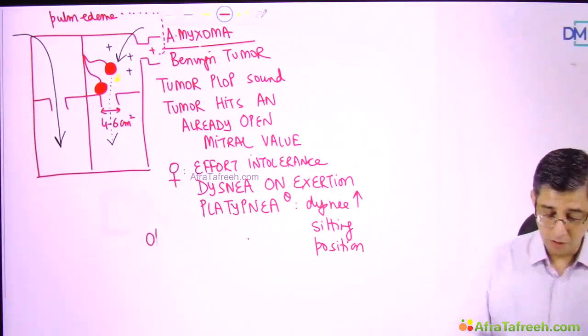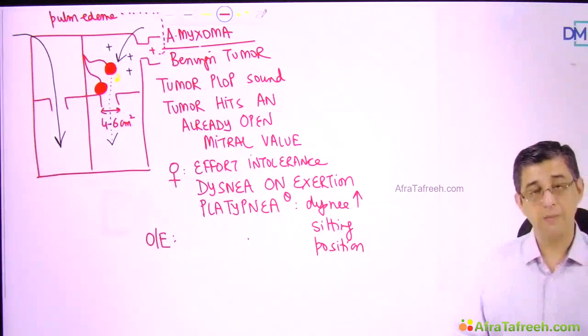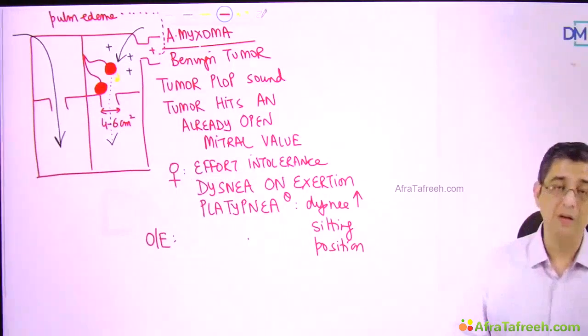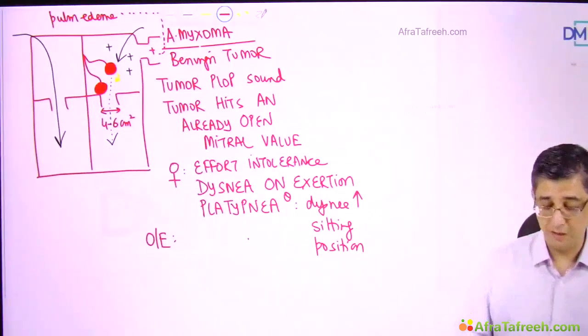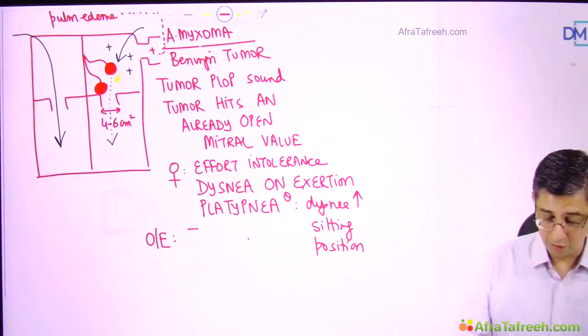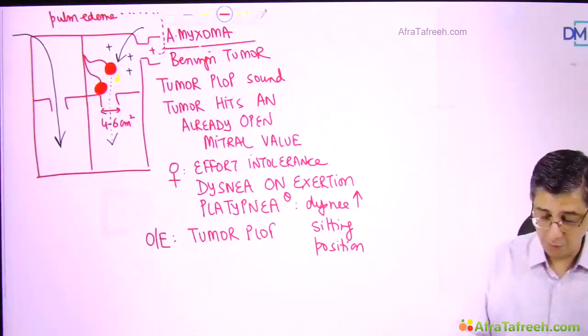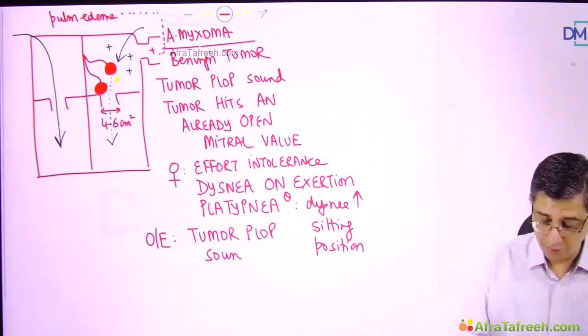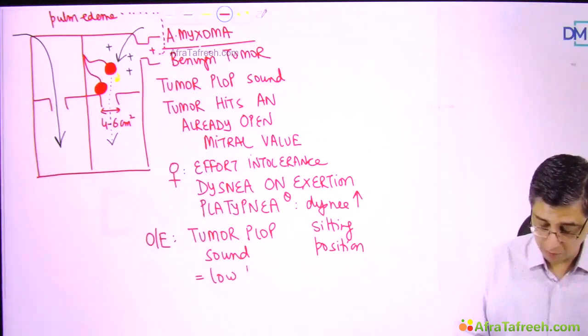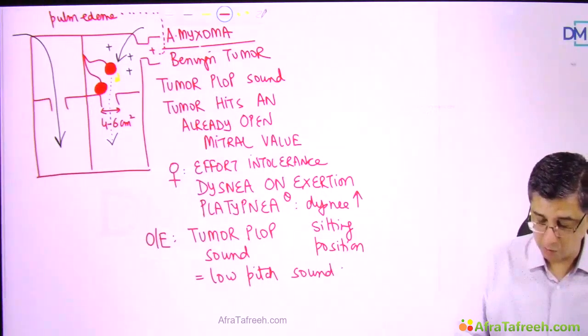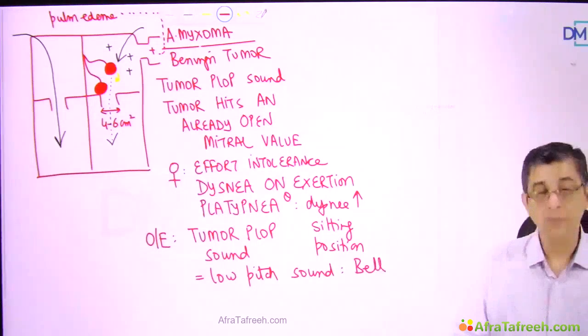Now, on listening to her history, including this platypnea complaint, I have decided to examine her. On auscultation in this patient, one of the very characteristic findings that is heard, and has already been told to you, is called the tumor plop sound. I want you to remember the tumor plop sound is a low pitch heart sound. Because it is a low pitch heart sound, it can be heard only with the smaller side of the stethoscope, which I explained to you is the bell.